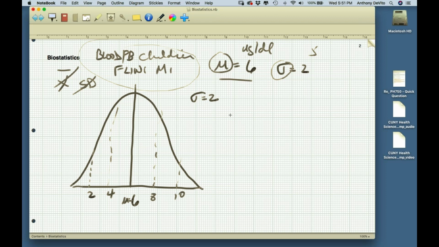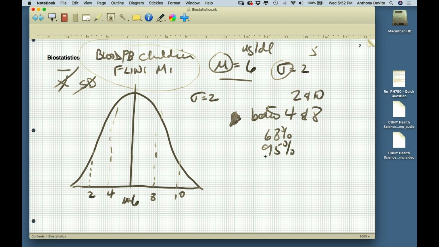Okay, so if I were to ask you, what percentage of these children would have a blood lead level between 4 and 8? What percentage would that be? Right. Yeah, 68%, right? Pretty reasonable, right? What percentage would have a blood lead level between 2 and 10? 95, right? Seems simple, right? Good. Keep that in mind. It's simple. It's going to get a little more complicated as I move forward.